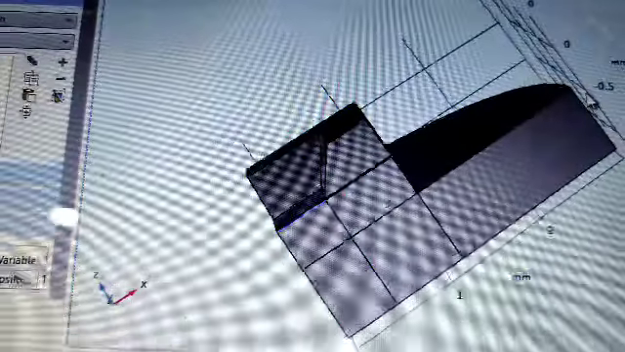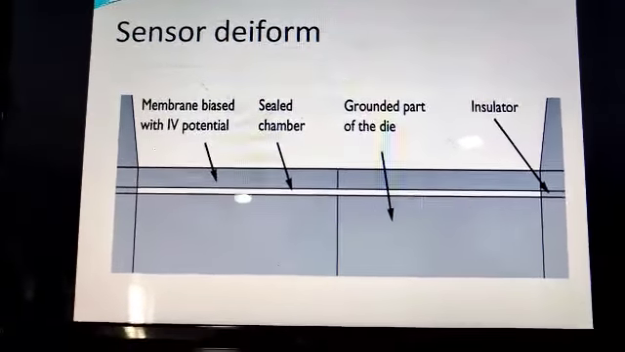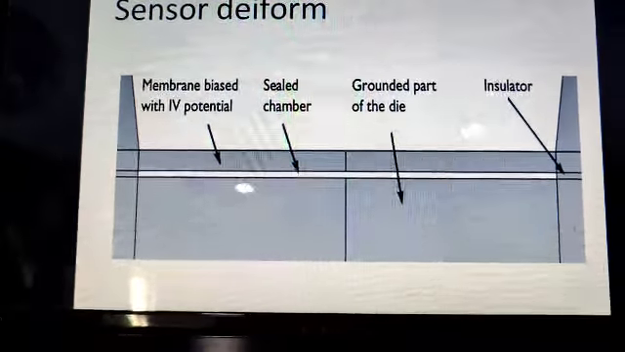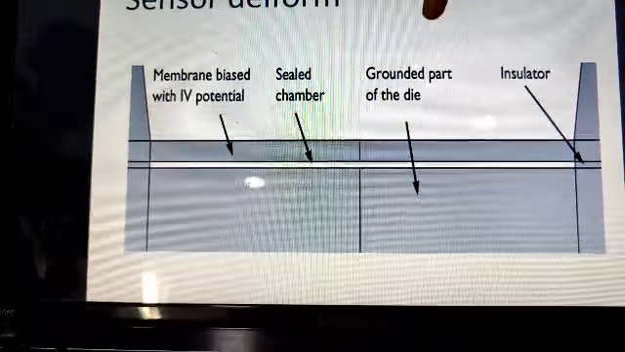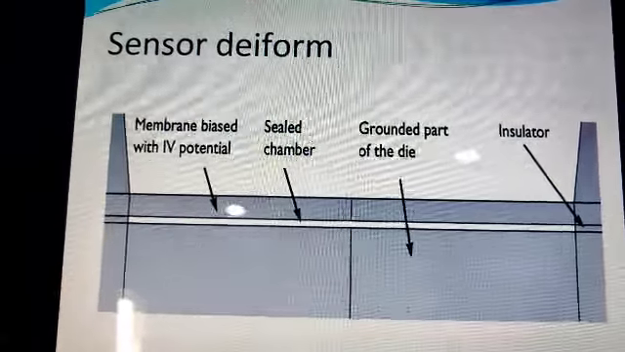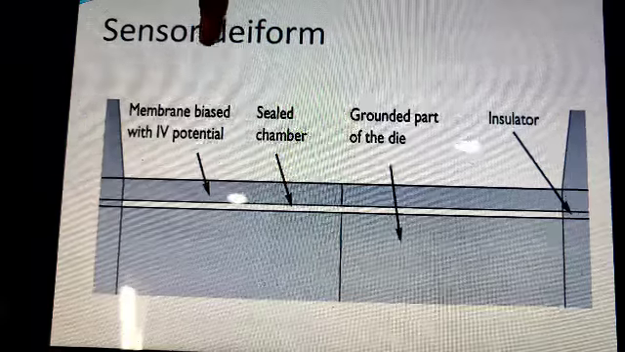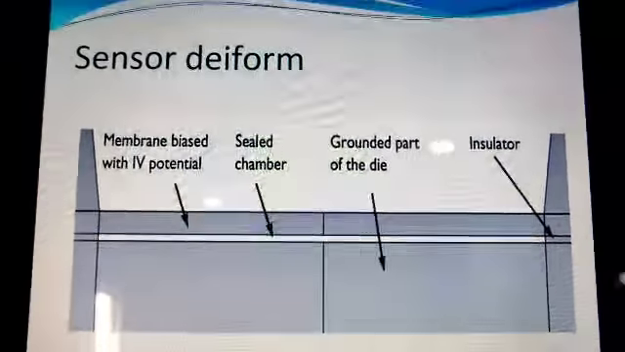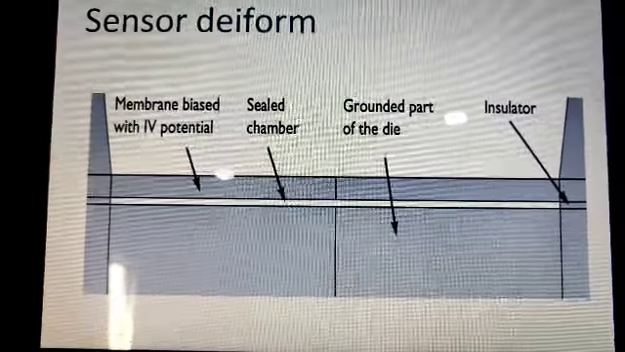Let us look at what the sensor consists of. So this is the part which we had seen in blue color. This is the membrane base, this is the sealed chamber, this is the ground part, this is the insulator. The membrane base can measure the blood pressure. The sealed chamber is between the ground parts. In the sealed layer the air is present, which we can measure the pressure of.